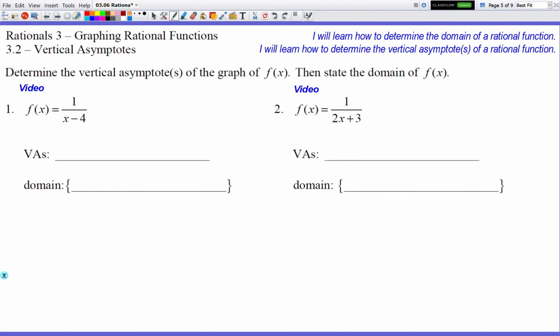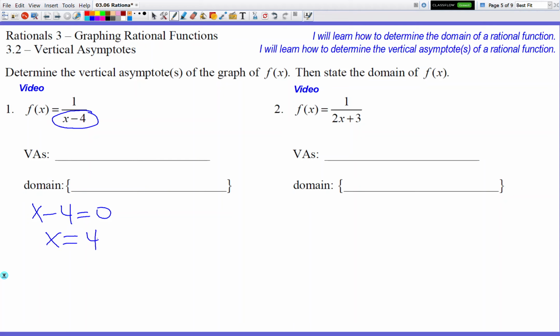Okay, so this is what we're going to be doing to practice how to get the vertical asymptotes. First of all, we're just going to do just like the examples. We're going to grab whatever's on the bottom, so we're going to grab that x minus 4, and we're going to set it equal to 0, and we're going to solve for x. We're going to add 4 to both sides, and we're going to get x equals 4.